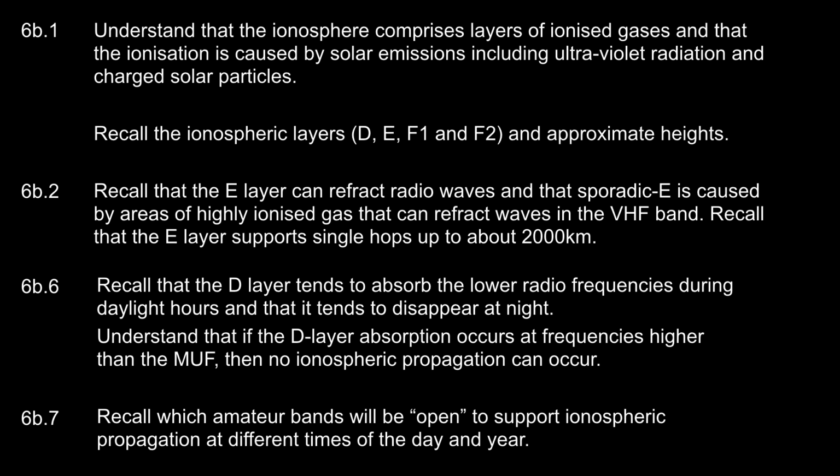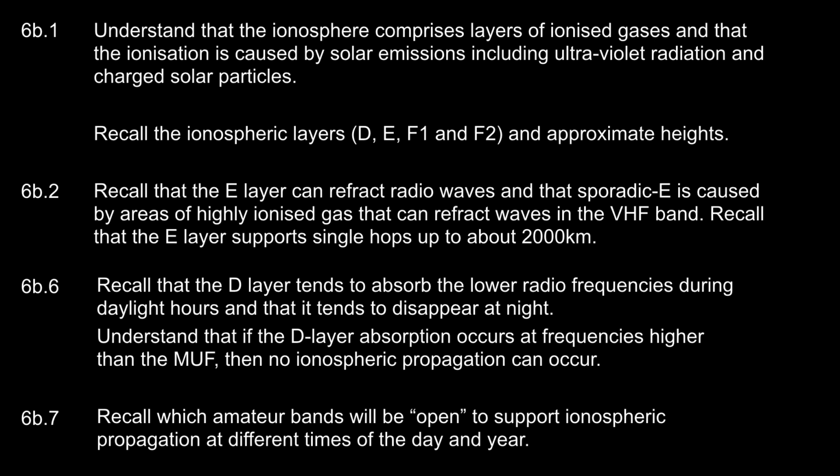6b2 says, recall that the E layer can reflect radio waves and that sporadic E is caused by areas of highly ionized gas that can refract waves in the VHF band. Recall that the E layer supports single hops up to about 2,000 kilometers. And I have seen questions where they talk about the distance between a transmitting and receiving station, and they might say, for example, that its propagation is by the E layer and it's 6,000 kilometers. How many hops? And so you need to say 3 hops.